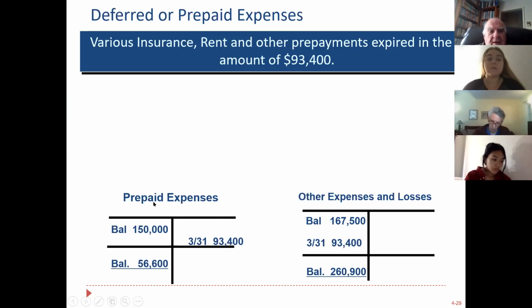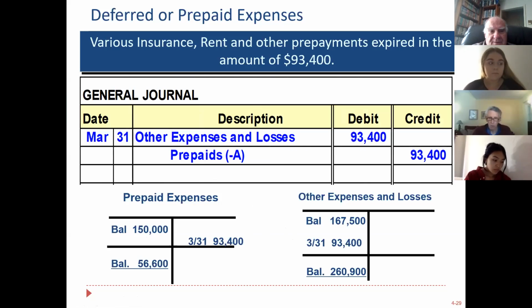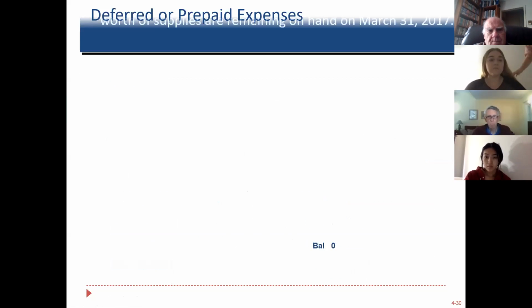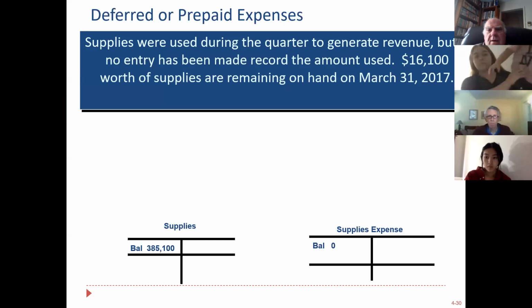So this prepaid insurance or whatever had a balance of 150 on our trial balance, and now we've adjusted it down to 56, and we're increasing the commensurate expense, whatever it might be. Journal entry: I'm assuming insurance expense, you debit insurance expense, rent expense, credit the prepaid. Okay? Anybody have a question on that one? Seem pretty clear? Here we go.